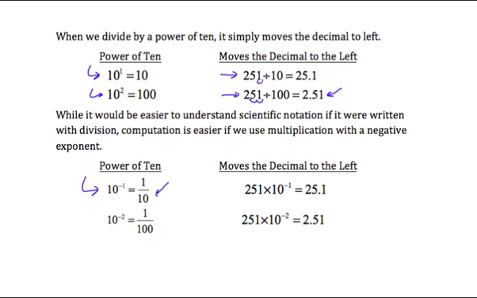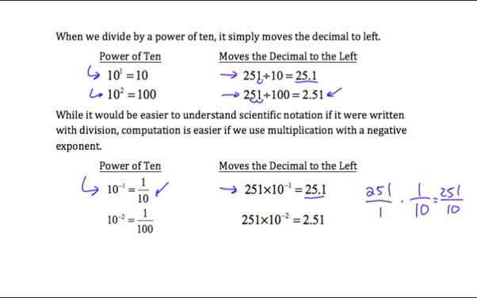Now, if I took, again, the same number I did before, 251, and now I multiply by 10 to the negative first power, what this really is going to look like is this. It's going to be 251 over 1. 10 to the negative first power is really 1 over 10. So essentially, I'm doing the same thing I did before here by multiplying by a negative exponent. I'm taking 251 and dividing by 10, which is going to move that decimal one place to the left. And notice, I get exactly the same answer I did before when I did the division.